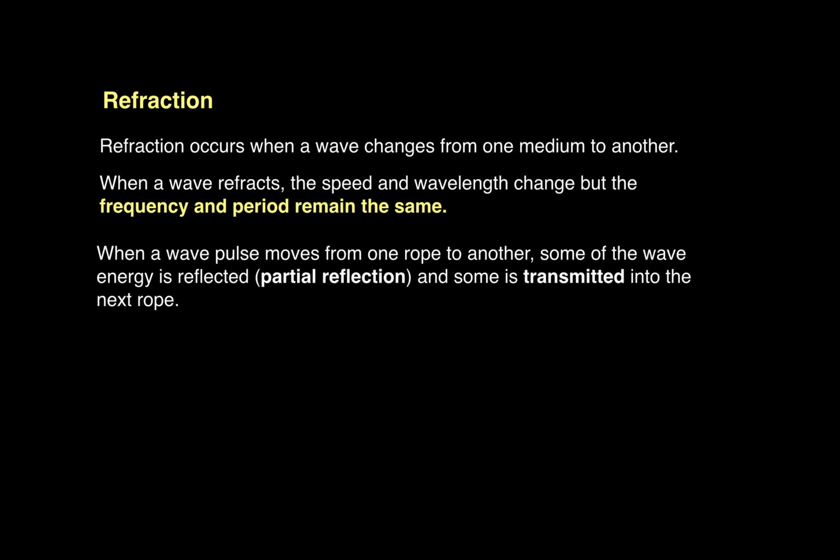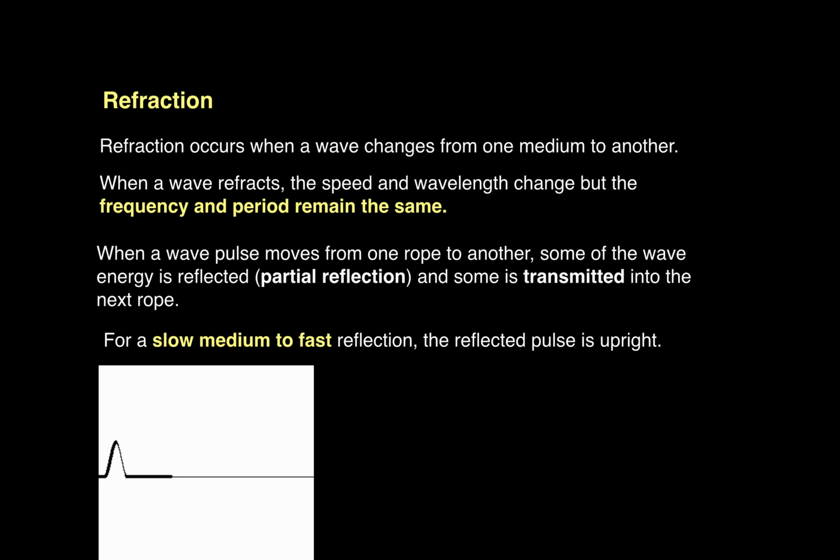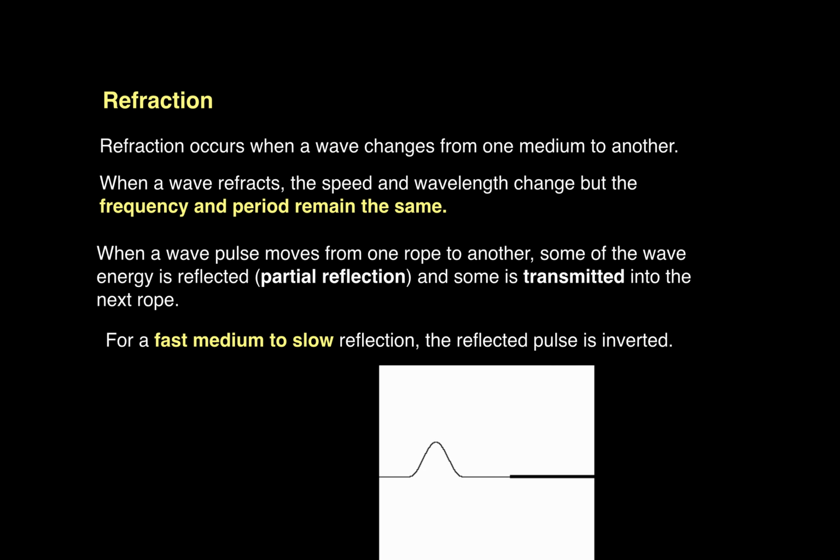When a wave pulse moves from one rope to another, some of the wave energy is reflected. We call this a partial reflection, and some is transmitted to the next rope. For a wave traveling from a slow medium to fast, the reflected pulse will be upright. This means that it will travel back the same way that it hit the boundary with. For a fast medium to slow, the reflected pulse will be inverted, just like if it was attached to a fixed end.